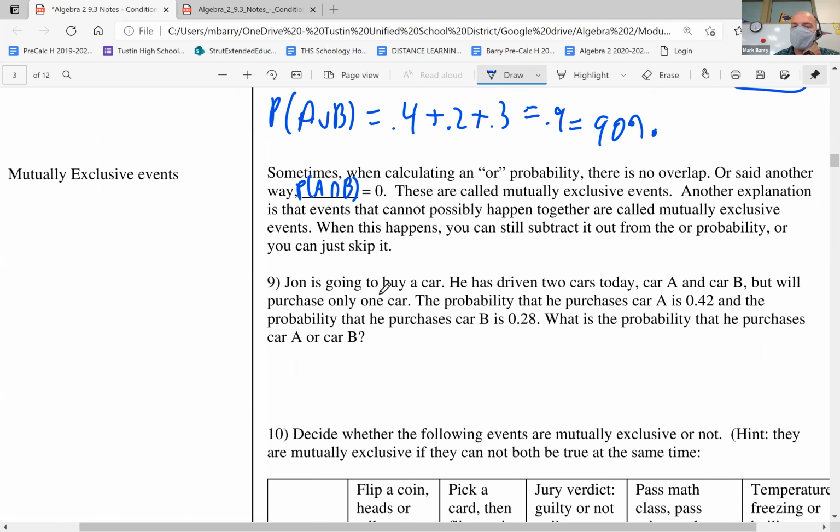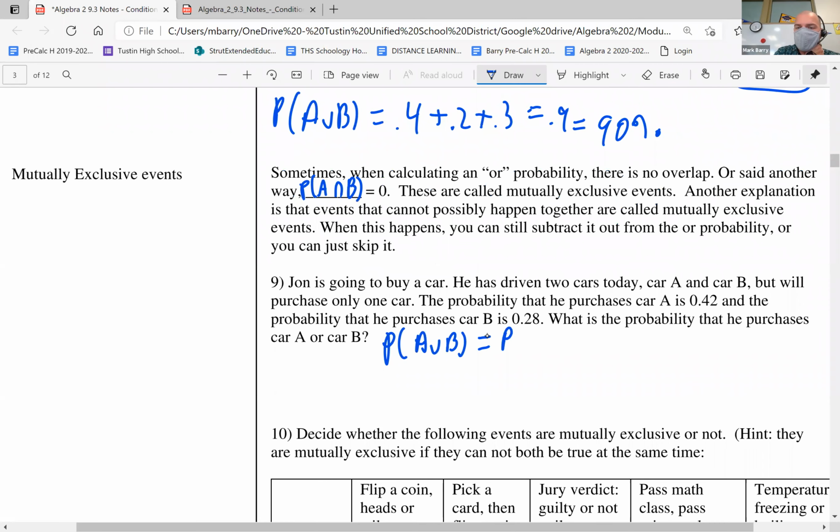Here's an example. John is going to buy a car. He has driven 2 cars today, car A and car B, but will only purchase 1 car. The probability to purchase car A is 0.42. The probability to purchase car B is 0.28. What is the probability he purchases car A or car B? If I was to do this, I would say the probability of car A or B equals the probability of buying car A plus the probability of buying car B minus the probability of buying car A and car B.